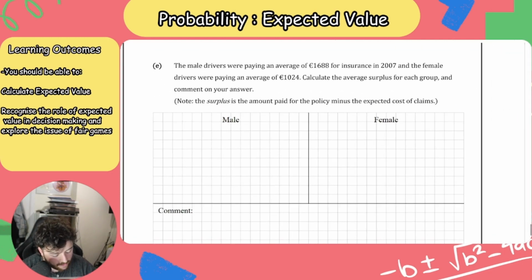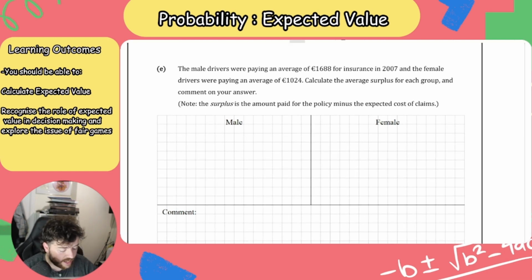The male drivers are paying on average €1,688 for insurance in 2007, and the female drivers are paying on average €1,024. Calculate the average surplus for each group and comment on your answer. Note, the surplus is the amount paid for the policy minus the expected cost of claims. So they actually told us the formula here, which is happy days.